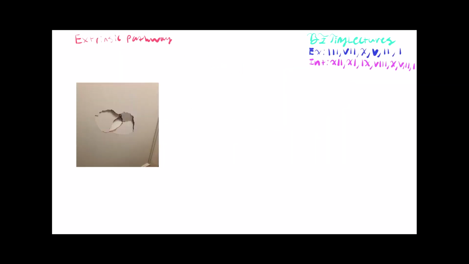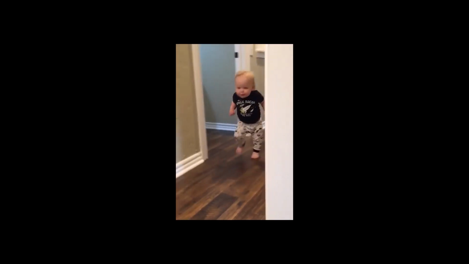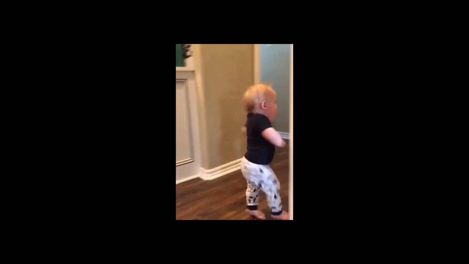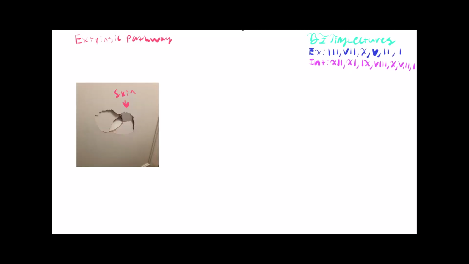So let's say that I have a damage to the exterior of the body, so the skin. Well, we can kind of see the similarities. Here's my skin, and now I have damage. So there's a hole in the wall. Who made that hole in the wall? It was actually my 3-year-old. Oh my gosh. Can't believe he did that.